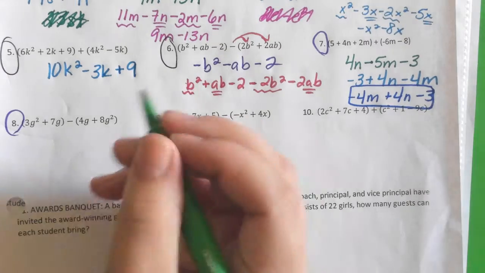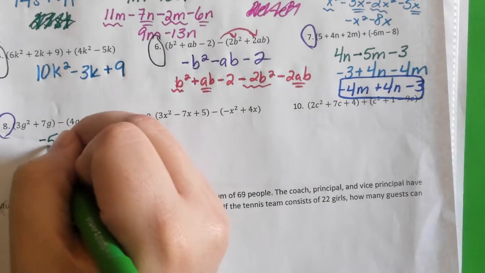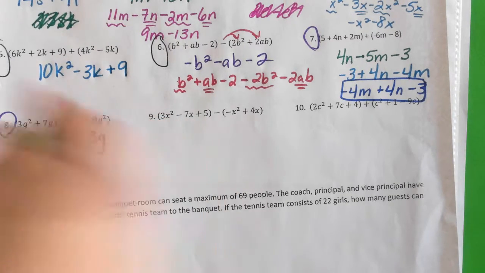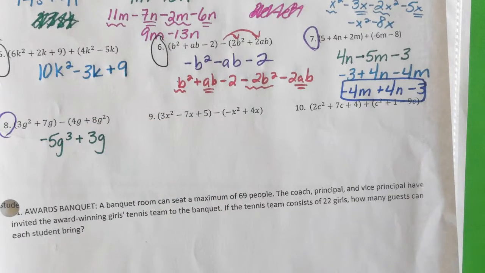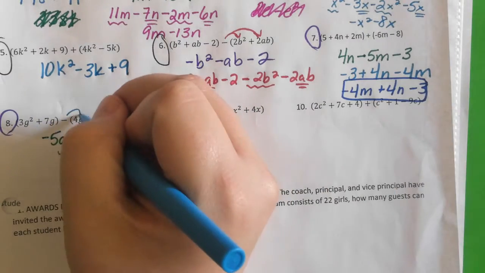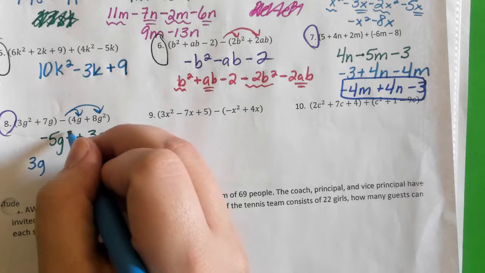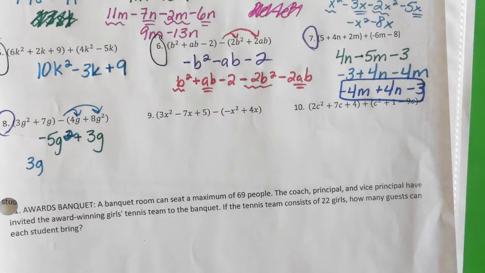I got negative 5g squared plus 3g. Okay, I'm pretty sure he's right, but again, I am not so good when it comes to the negatives, so I would have had to, I did. You may have a point for that.